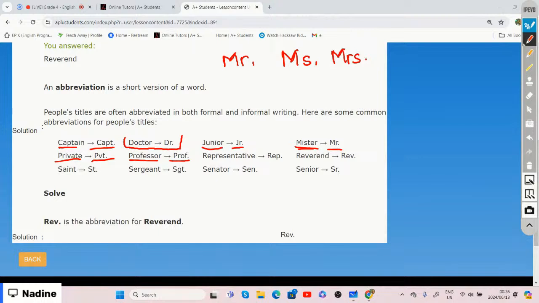Then if we have a representative, we can just say it is the rep. It's like maybe the rep of the schools came to visit today, right? So we say it is the rep. Then reverend of a church, we would say it's the rev. Saint, right? It's ST period. Sergeant, senator, and senior, right? So those are but a few common abbreviations for people's titles. And when we abbreviate people's titles, you need to write it with a capital letter.